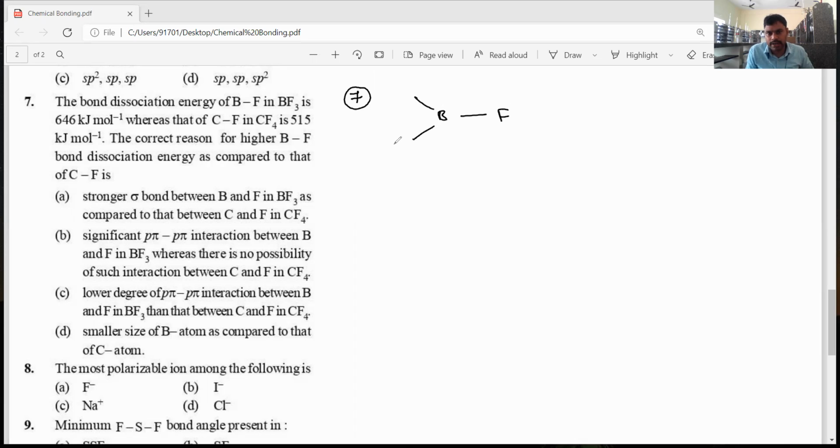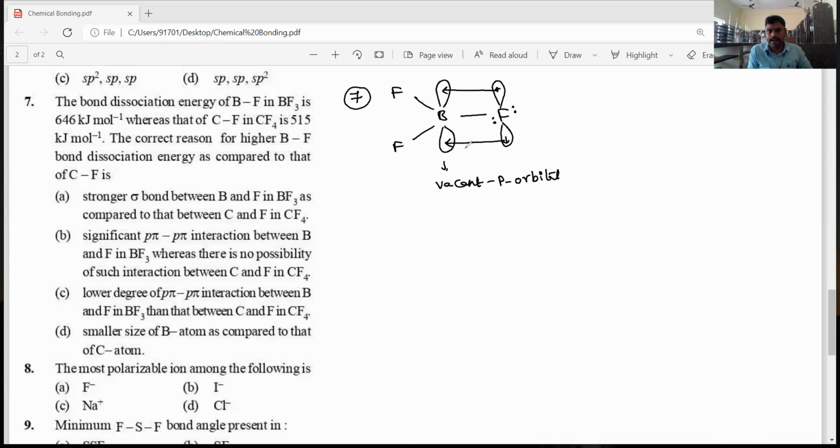Just one back bonding only I am showing. Boron is a third group element, so it has one vacant p orbital in its valence shell. The bonded fluorine atoms have 3 lone pairs, and they donate them to the vacant orbital.